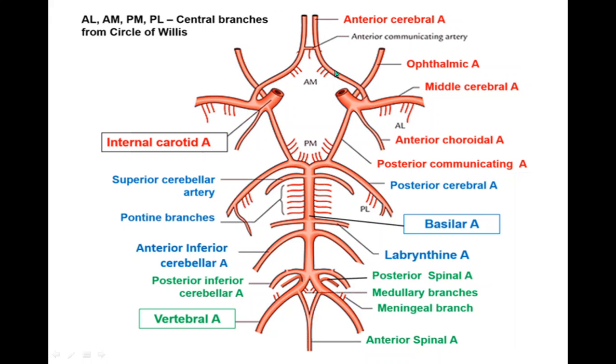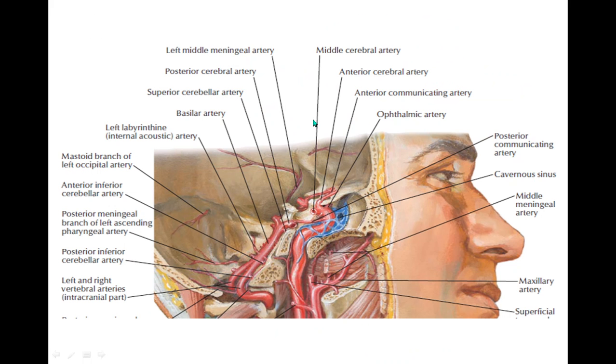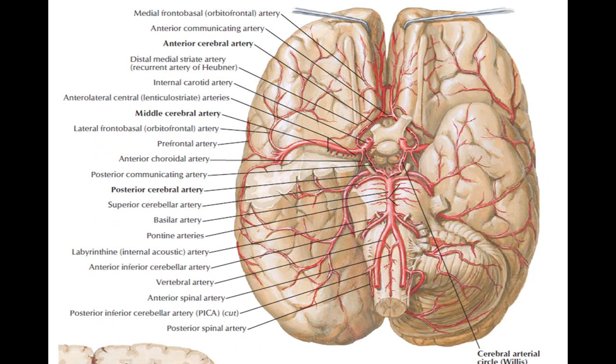So where exactly is the circle of Willis? It is at the base of the brain. This is the picture of the formation of the circle of Willis, with the vertebrobasilar system of vessels and the carotid vessels.